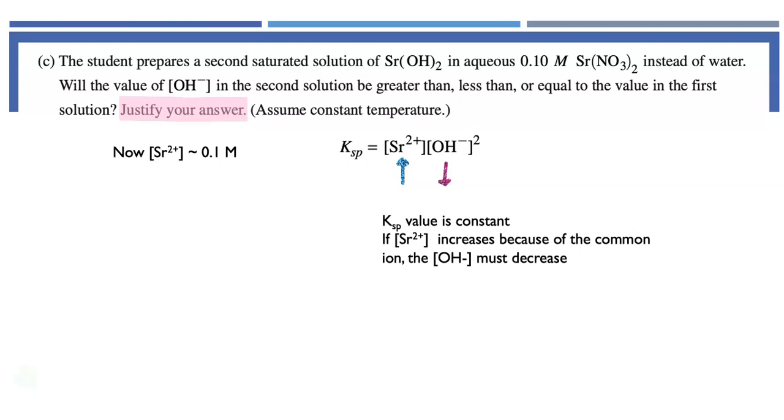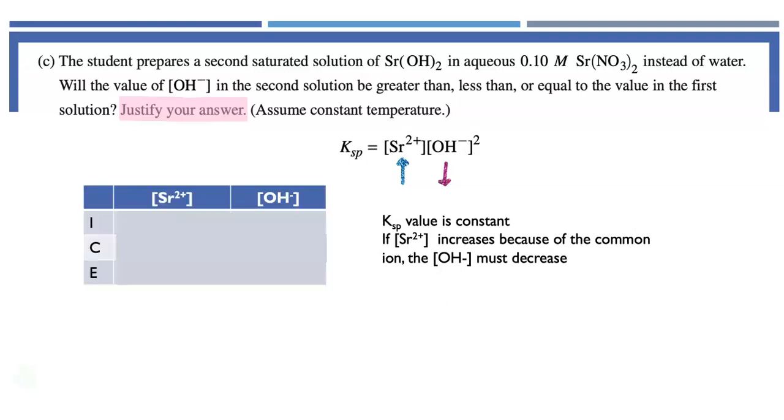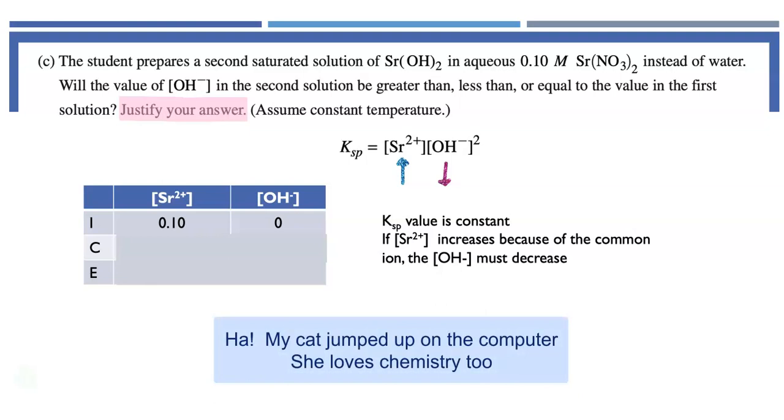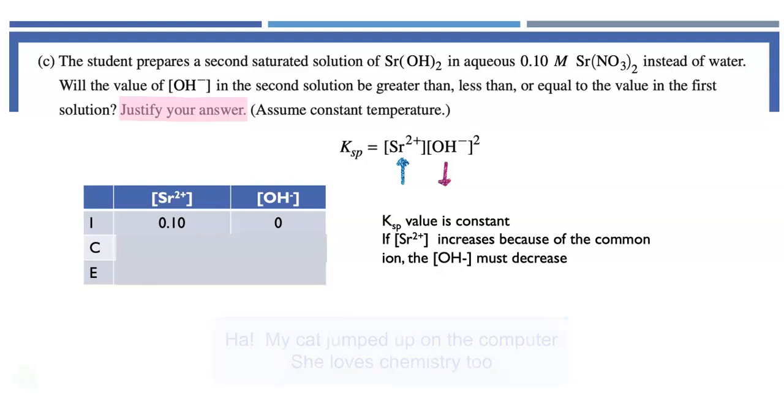There's another way that we can think through this. Sometimes students are really mathy and they like to do calculations. And we spent a lot of time in my classes doing ICE tables, and I think that's a good approach here as well. If we think about our ICE table in this common ion effect problem, the strontium ion concentration is starting at 0.1 because of the 0.1 molar strontium nitrate, and the hydroxide ion concentration would initially be at 0 because there's no significant source of hydroxide ion in the strontium nitrate solution.